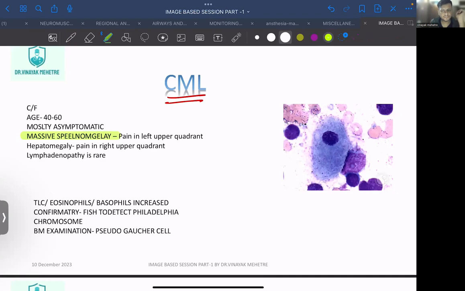Massive splenomegaly and age. Hepatosplenomegaly is seen in everyone, but massive splenomegaly will be seen in CML only. And the cell which is seen is the pseudo-Gaucher cell. Okay, the name of the cell is pseudo-Gaucher cell.